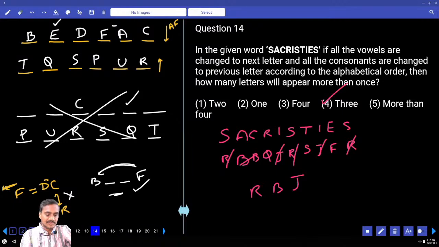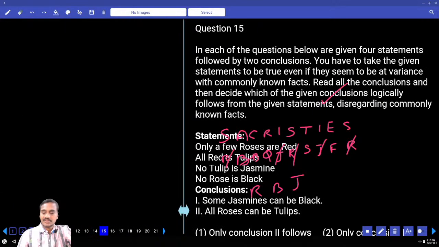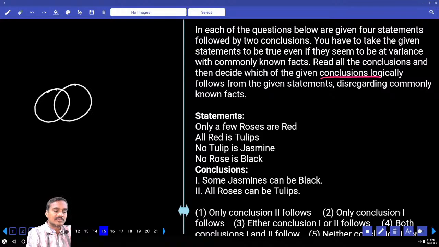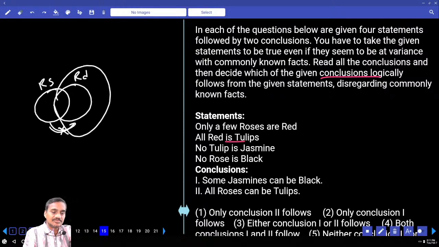Then 15 to 17, syllogisms, under the first priority itself. Again, logically follows means first priority. Then only a few roses are red, meaning only some roses are red but not all. Only some of the roses are red, so this entire rose cannot be a part of this red. So we put a cross on this line: cross means the whole rose cannot go into red. Then all red is tulip. This entire red is a part of tulip.